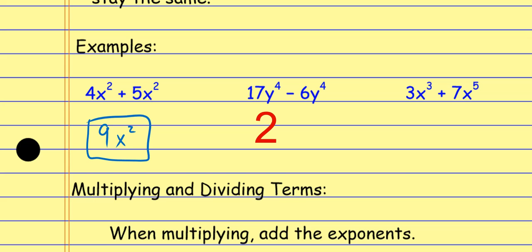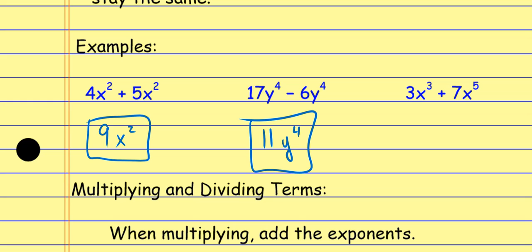Okay? Same thing here. I've got 17y to the fourth minus 6y to the fourth. They both have y's. They both have fourth powers. So the variable part is identical. They're like terms. I subtract. 17 minus 6 is an 11. And then when I subtract, the exponents stay the same. They don't change. They don't do anything. So y to the fourth.